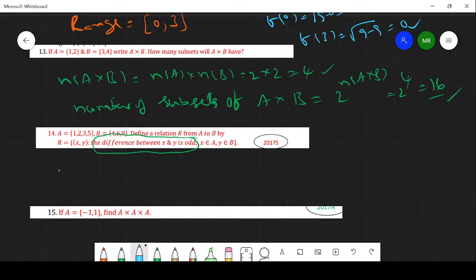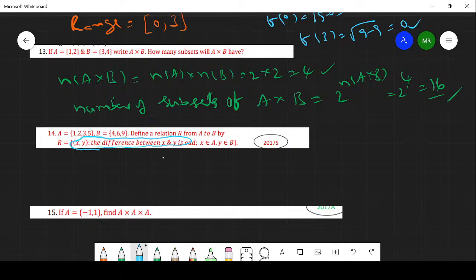Now you can see your answer here. I will write R is equal to set of, see you take 1. If you take 1 and 4, because they are asking here the relation between, correct. Now I am saying here, remember, the difference between x and y is odd.